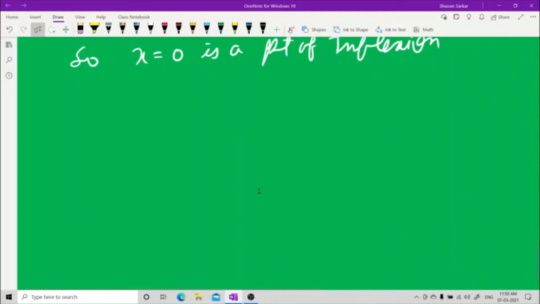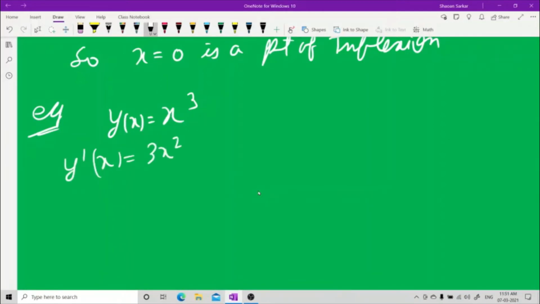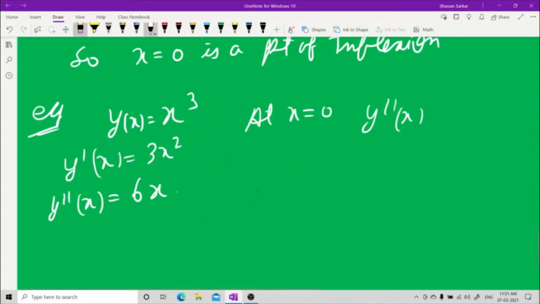Now let's take another example. Example, y function of x is x cube. y dash x is 3x square. y double dash x is equal to 6x. Now see, at x equal to 0, y double dash 0 is equal to 0. Put a 0 here, it is 0.